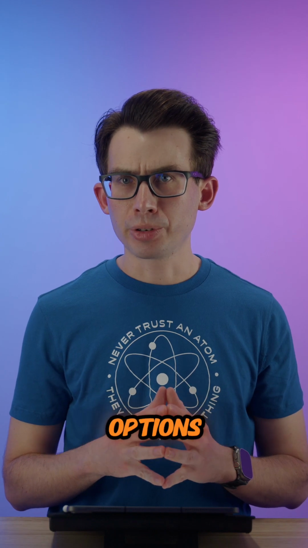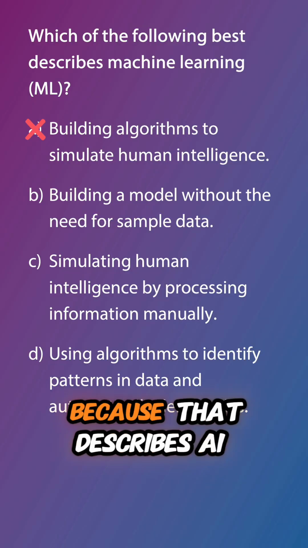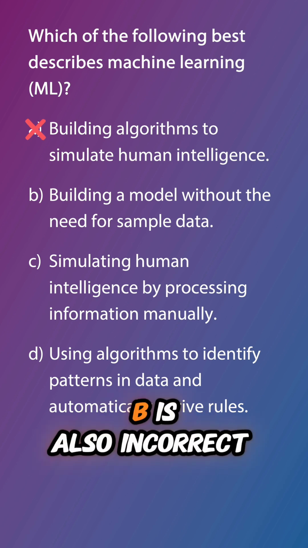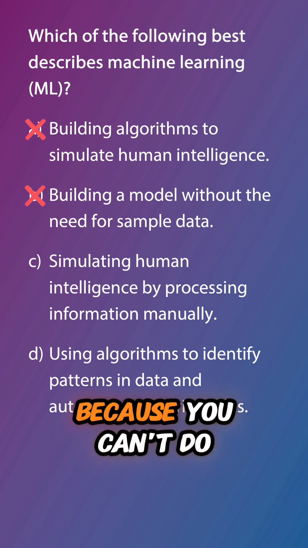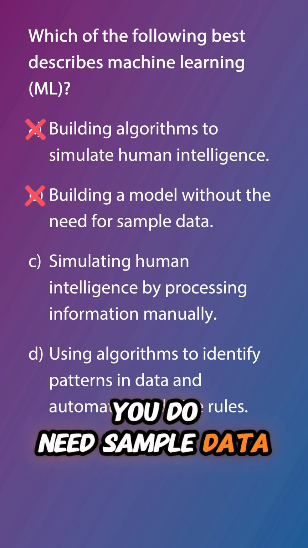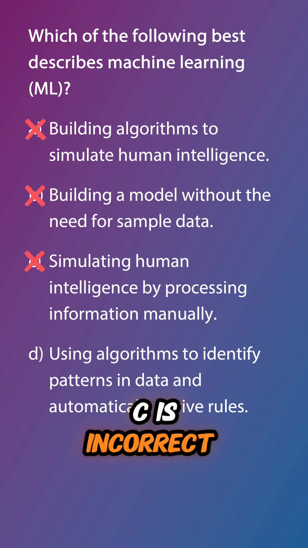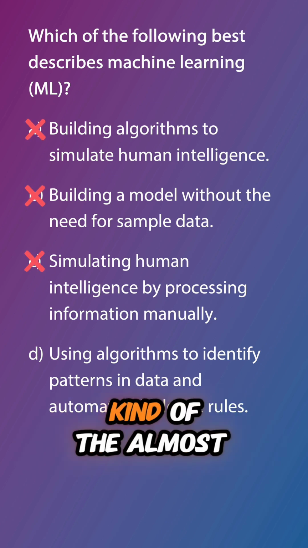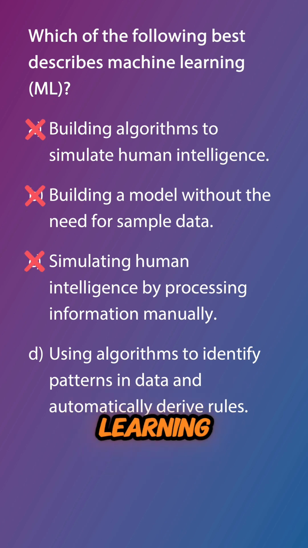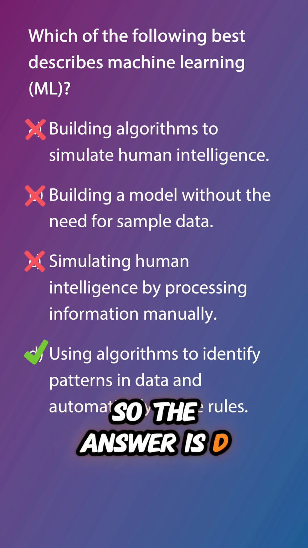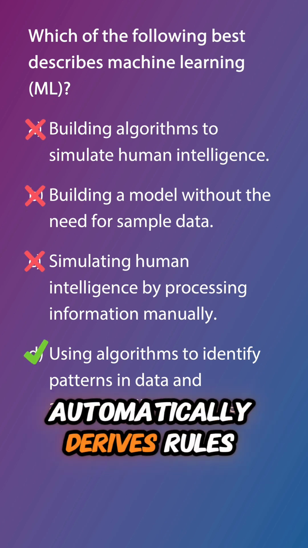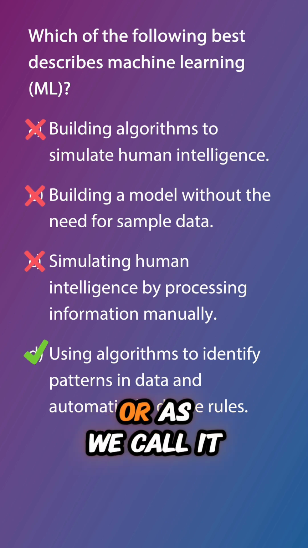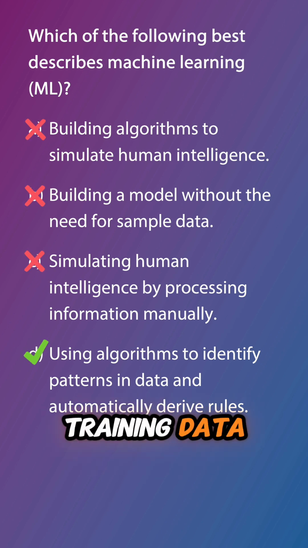So let's go through the options. A is incorrect because that describes AI rather than machine learning. B is also incorrect because you can't do that. You do need sample data. C is incorrect because that would be AI with manually defined rules, kind of the almost opposite of machine learning. So the answer is D. Machine learning automatically derives rules based on sample, or as we call it, training data.